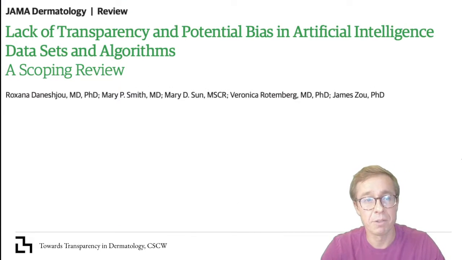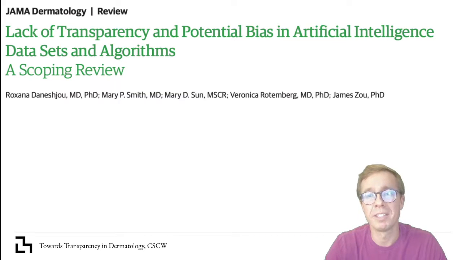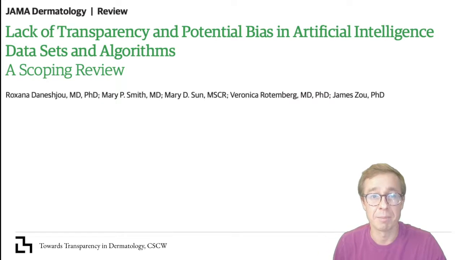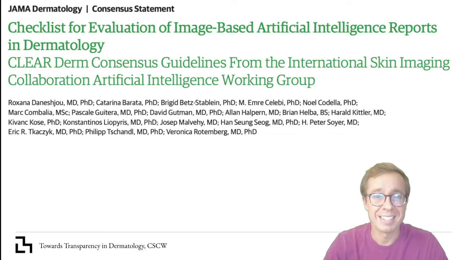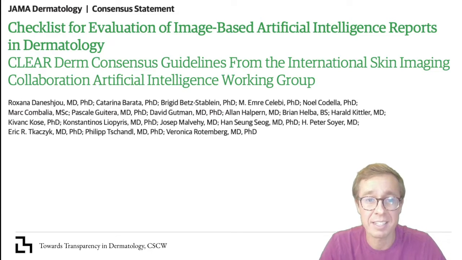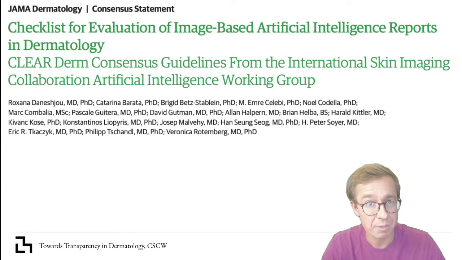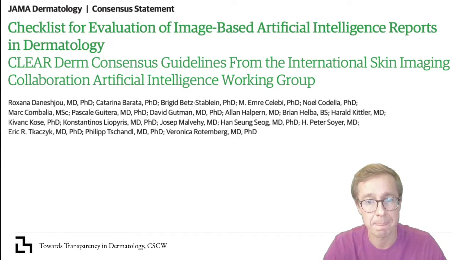In a recent review in JAMA Dermatology, researchers revealed that a vast majority of the data sets used for machine learning and dermatology do not actually contain skin tone labels. And in a recent consensus statement published in the same journal, researchers came up with a checklist for evaluating image-based AI, which includes 1 point on skin tone information and procedure, which skin tone was assessed by.